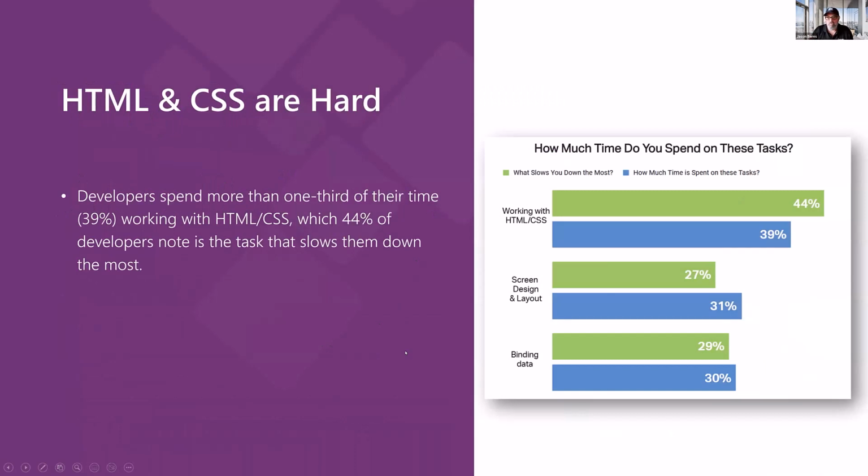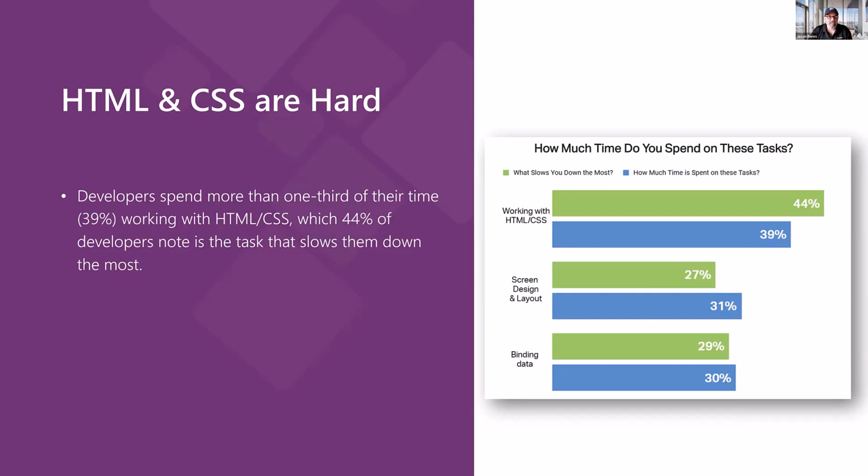Very similar metrics to what we saw in the last webinar. The reason we built App Builder and the reason we're doing these webinars is because you spend most of your time doing the things that we can automate. Our surveys show us, and you're going to do a survey today if you have time during the webinar, that developers spend more than a third of their time working with HTML, CSS. 44% of developers note this is the task that slows them down the most. So if we can start eliminating all this hard stuff with HTML, CSS, screen layout, binding data, and just do it in App Builder, then you can focus on all these other things like doing your web API code or your domain specific logic code.